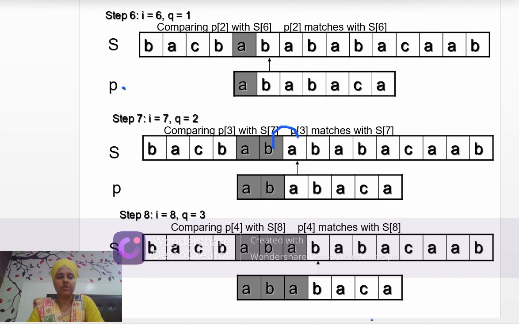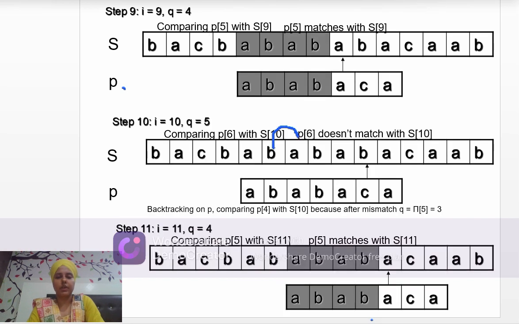Once the previous characters are matching, we see the next one. Here we are comparing A with A. That is also matching. Then we compare B with C. Now it is a mismatch.